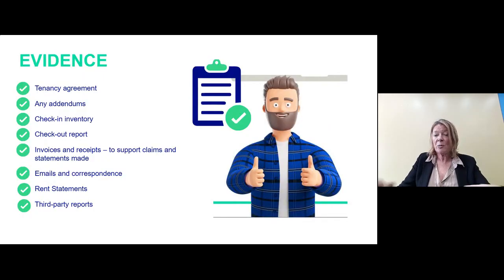So the evidence that you will be showing your tenants are the tenancy agreement, any addendums, the check-in report, the checkout report that we've discussed, the inventory, the invoices and receipts, any emails or correspondence that's gone on during the tenancy. Yes, you can dispose of that, or I will give you permission to paint that wall, but you must return it to magnolia at the start. Rent statements and any third-party reports.